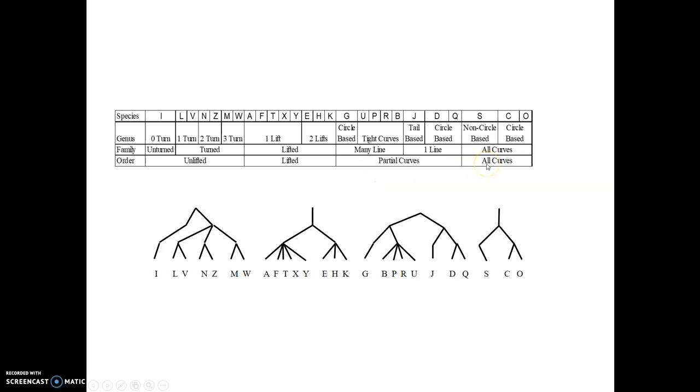all curves, partial curves. All these letters have partial curves. So there's some straight part. D, obviously, J, B, even the G is straight where it comes up, and then the cross part on the T is straight. So this is partial curves. These are only curves. These are lifted, and then the unturned and the turned are all unlifted. So there's lifted and unlifted for the orders.